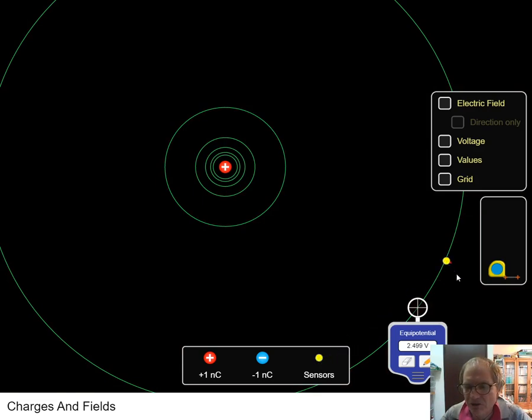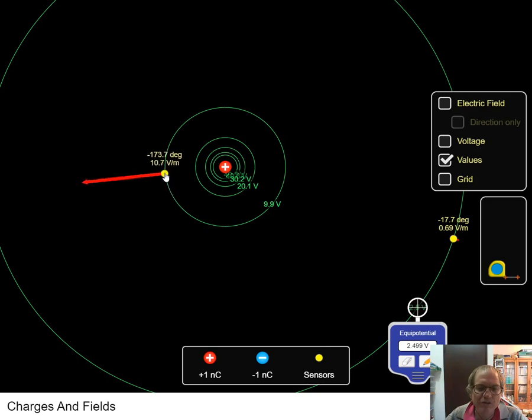Let's put the electric field sensor here, and let's turn on the values. We now have the values of all the different potentials. We also have an electric field here, so we can move this electric field sensor along. We see that at all points it's perpendicular. It's got a value of 0.69 at this point. Let's put another sensor where it's 9.9 volts. Let's move this so it's again pointing away from the positive charge. It's about 10 volts per meter here.